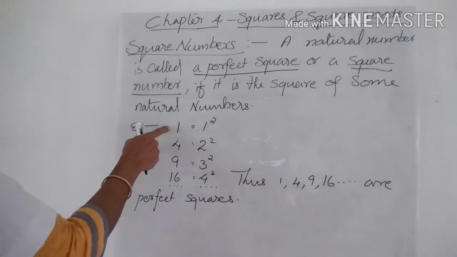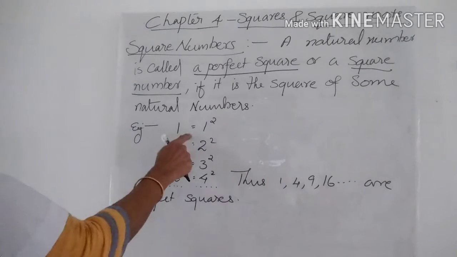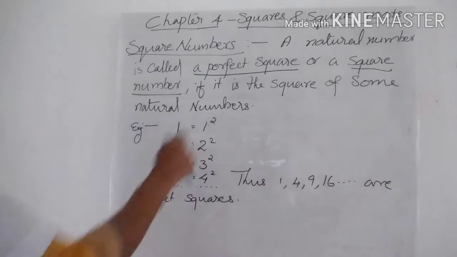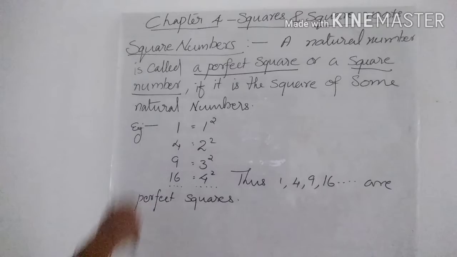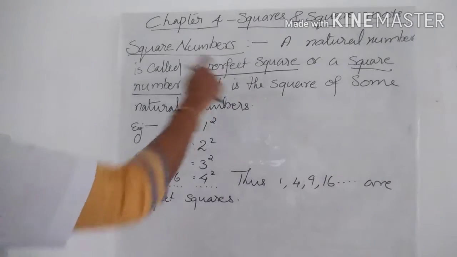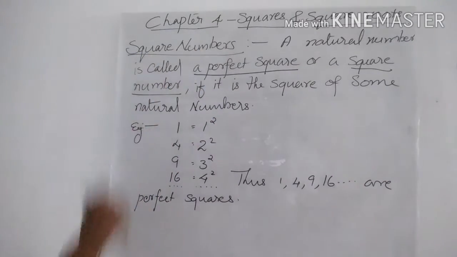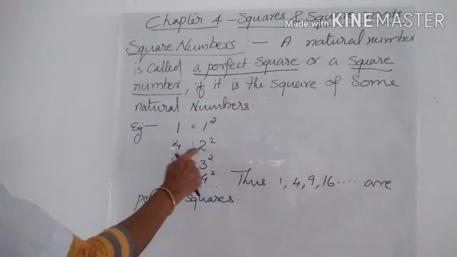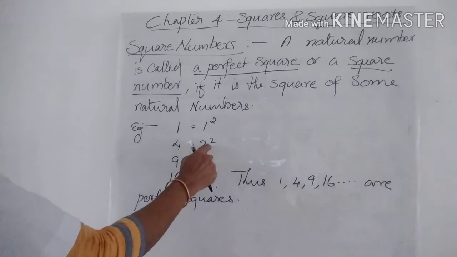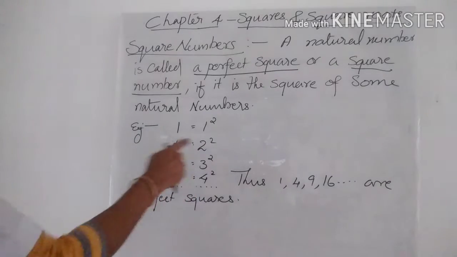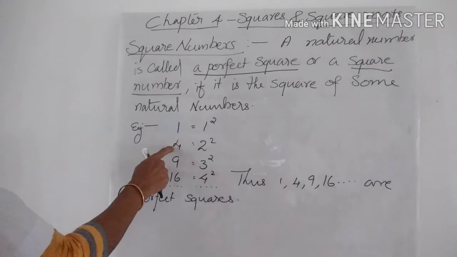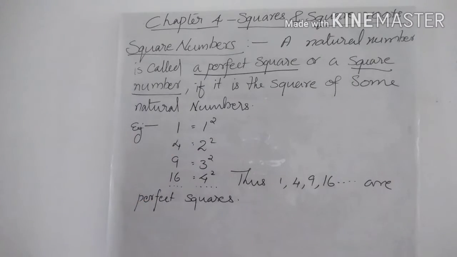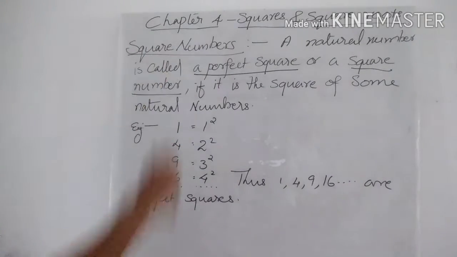For example, the number 1. 1 you can write as 1 square. 1 square means 1 into 1, and 1 into 1 is 1. So 1 is a perfect square or a square number. Another example, 4. 4 can be written as 2 square. 2 square means 2 into 2, so we will get 4. So 4 can be written as the square of 2. Therefore 4 is a perfect square or square number.